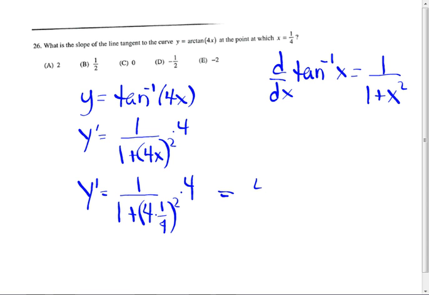So that's 4 divided by 1 plus 1. So that's equal to 2. So my answer is A. You would get 1/2 if you didn't do the chain rule. So they put those answers in there. And yeah, just be careful you read through all of them, because sometimes the first answer is not the best answer. You're always looking for the best answer. In this case, there is only one.